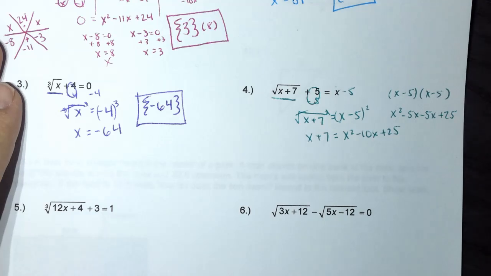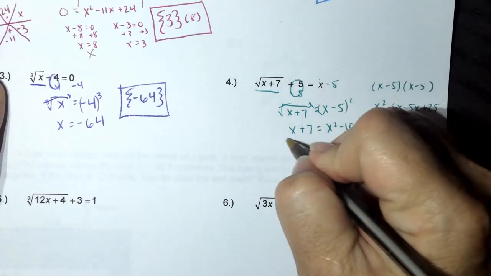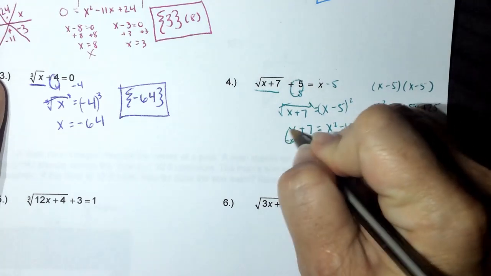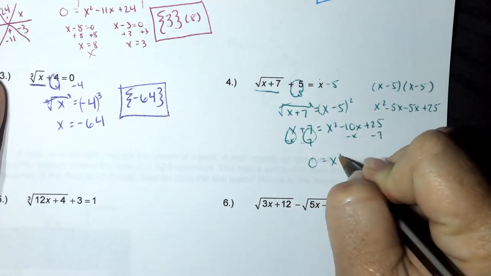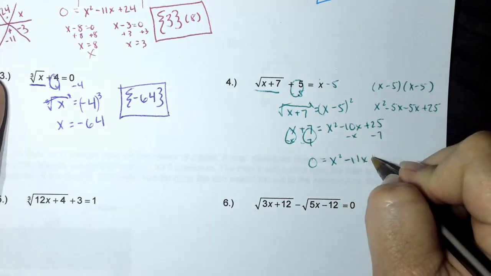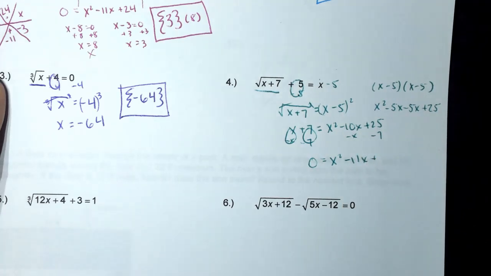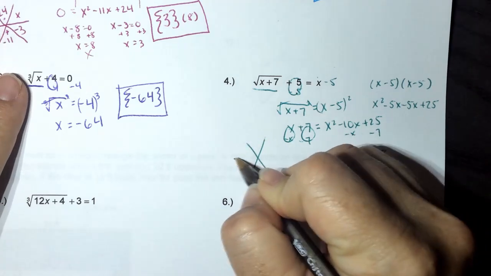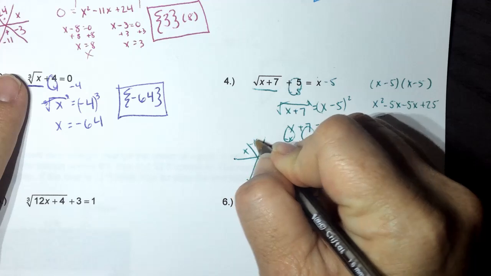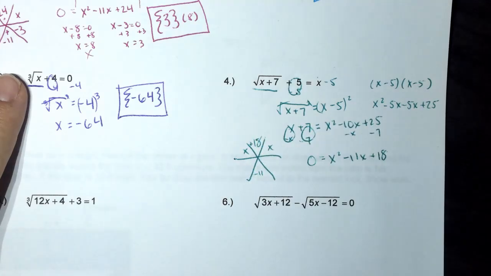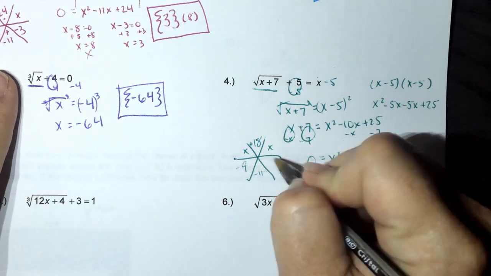Okay, and because I have a squared, I have to get it set equal to 0. So minus x, minus 7, minus 7. I get 0 equals x squared minus 11x plus, what is that, 18, 25 minus 7. Yeah. So I have to factor. This is positive, sorry, positive 18. So knowing that, it's going to be negative 9 and negative 2.